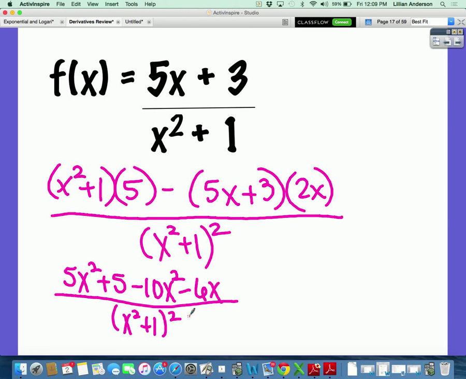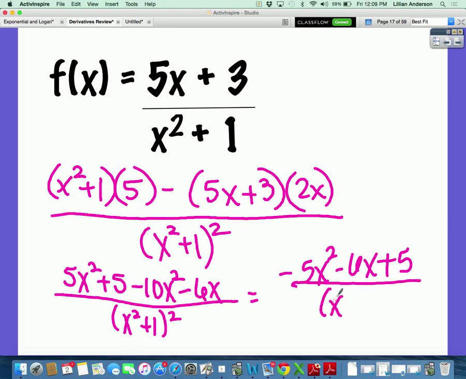Combining some like terms, I'll have... and if you think about it, there are no two numbers that multiply to give you 25. So this is as far as you can go. And that should be right. Now mind you, all of these are, of course, f prime of x. It's just not written in.